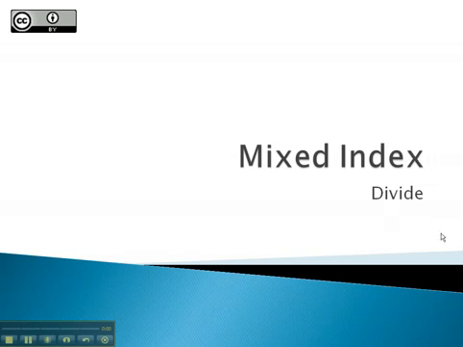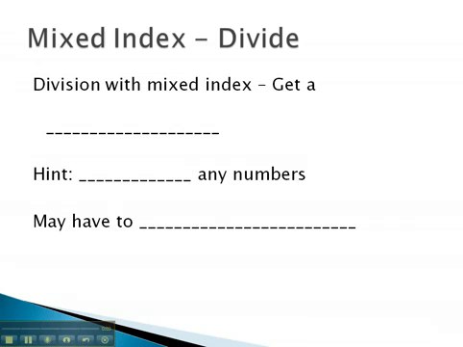In this video, we will look at dividing radical expressions that have different indexes. Just as with multiplication in a mixed index, to divide, we will need to get a common index. And the same hint also applies here, that we will want to factor any numbers, so we can use exponent properties.